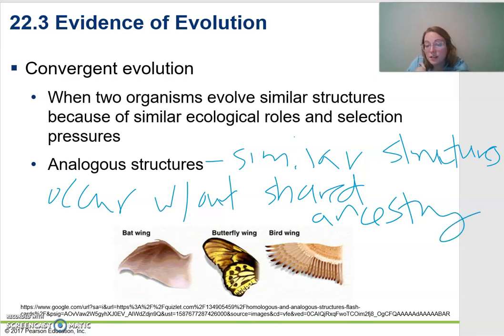So a common example here, the wings of a bat versus a butterfly versus a bird. Butterfly wings have those scales, birds have feathers, bats have skin, right? Birds and bats are more closely related, but they evolved flight separately. Flight has evolved in insects at least 4 times. Eyesight has evolved numerous times.